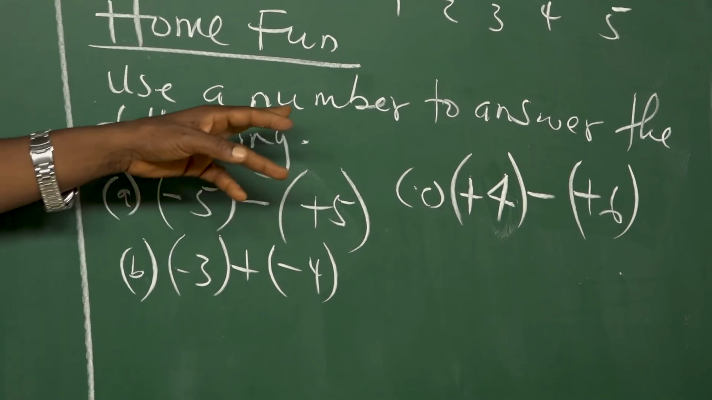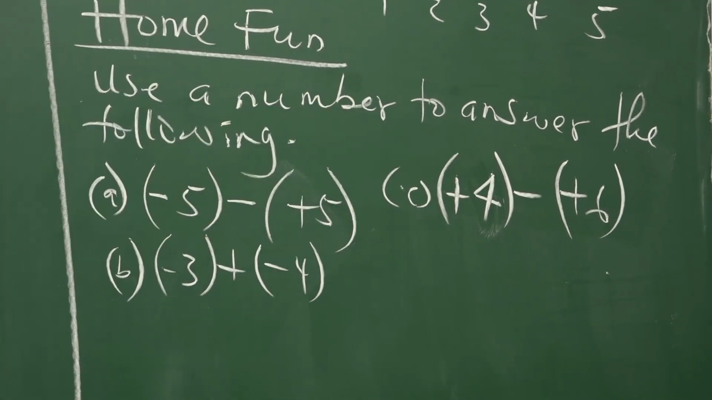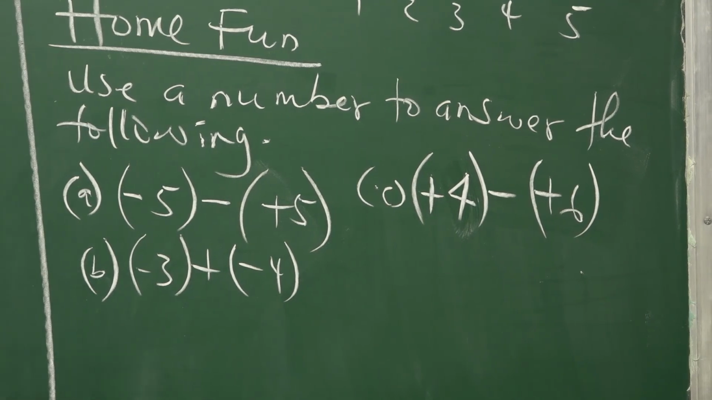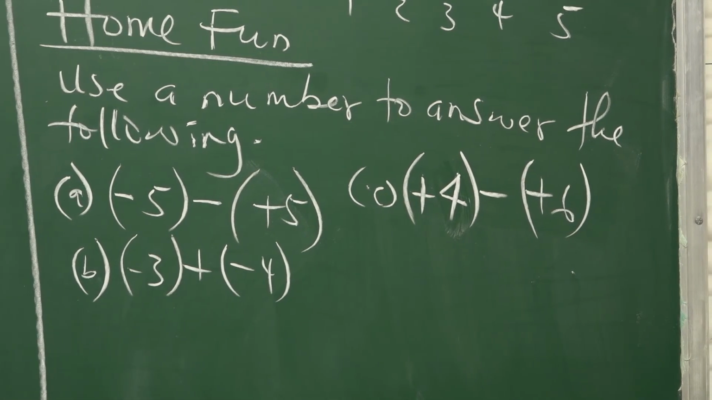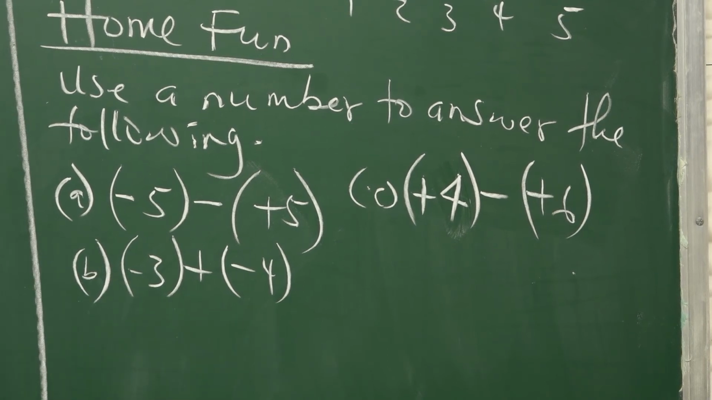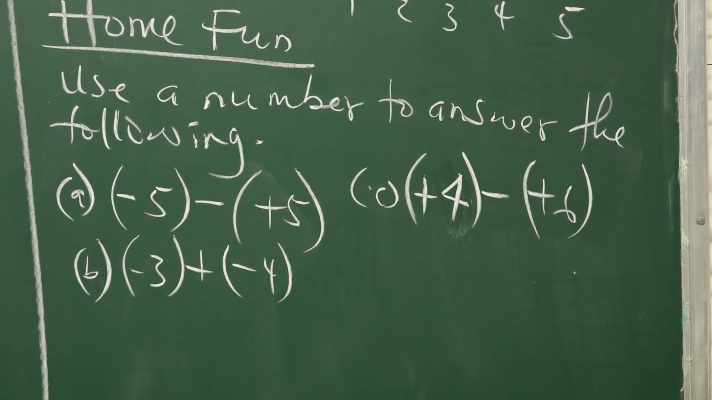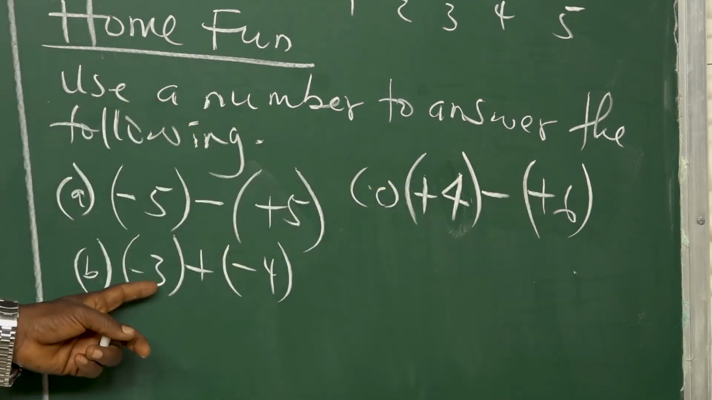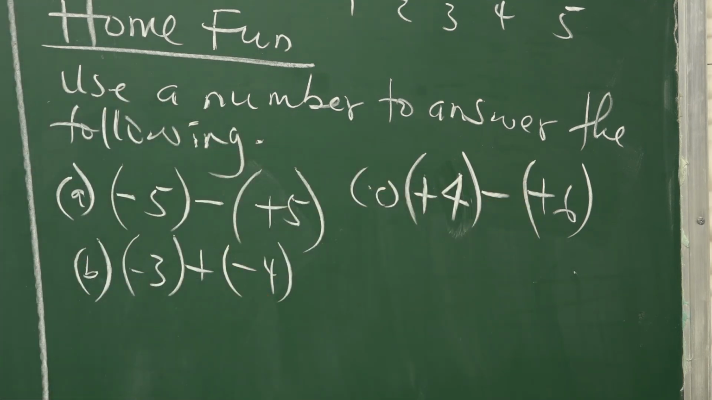Use a number line to answer the following. The numbers are on the number line which are going to produce the answers. Produce your number line and make sure that your number line covers the given numbers. You have 5 and 5, you have 4 and 6, you have minus 3 and minus 4. So the number line you are going to produce must not be shorter than the numbers, to enable your additions and subtractions, as the case may be, to be accommodated in the number line provided.